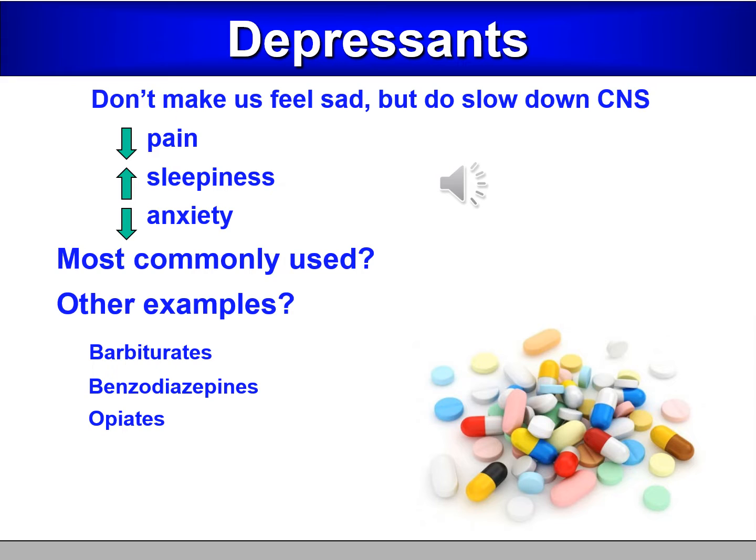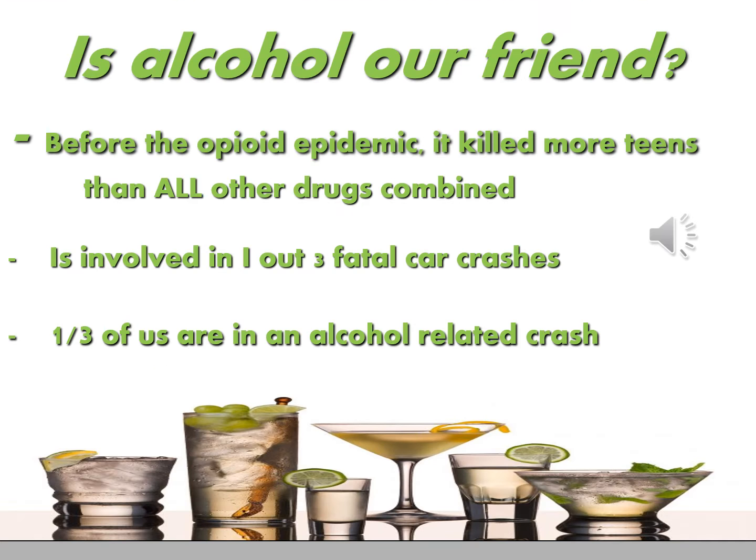Now there's also a subclass, a subfamily that's associated with a particular plant. Any ideas? You're thinking marijuana? No. It would be the poppy plant from which we get the drug, the opiates. But let's consider alcohol before we move on to that other subject. Let's consider alcohol, and is it our friend or not?